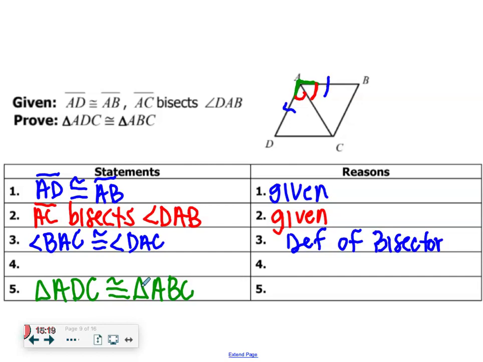Do we know anything else in this picture? AC is equal to itself. What property is that? Reflexive. Now, why are my triangles congruent? Side, angle, side.